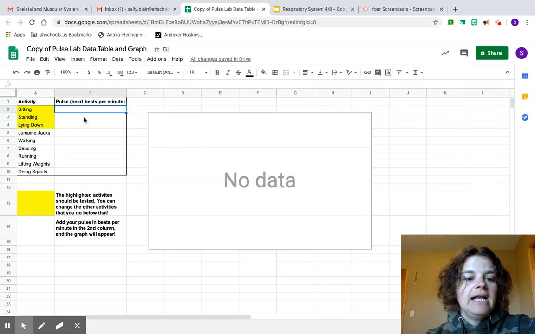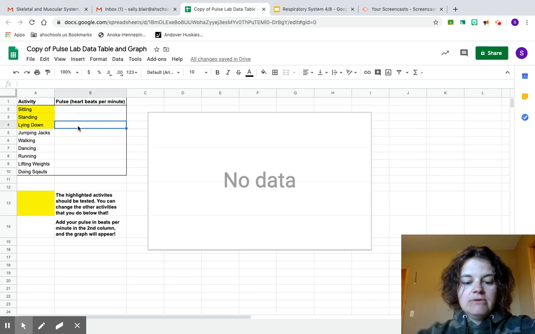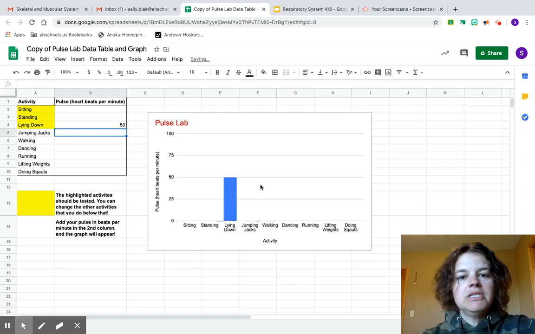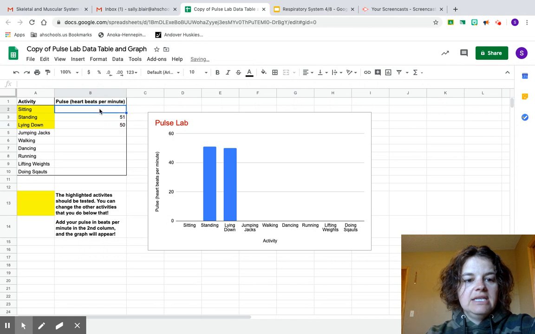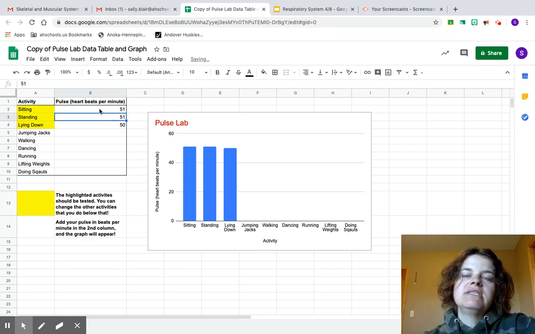Once I get my numbers, let's say lying down, I was 50 beats per minute. So I'm going to put my 50 in, and I press return. And look, it graphs it for me, so it should be super easy to work with. And then let's say standing, I was 51 beats per minute, and sitting, I maybe was also just 51. So not a huge difference between laying down, standing, and sitting.